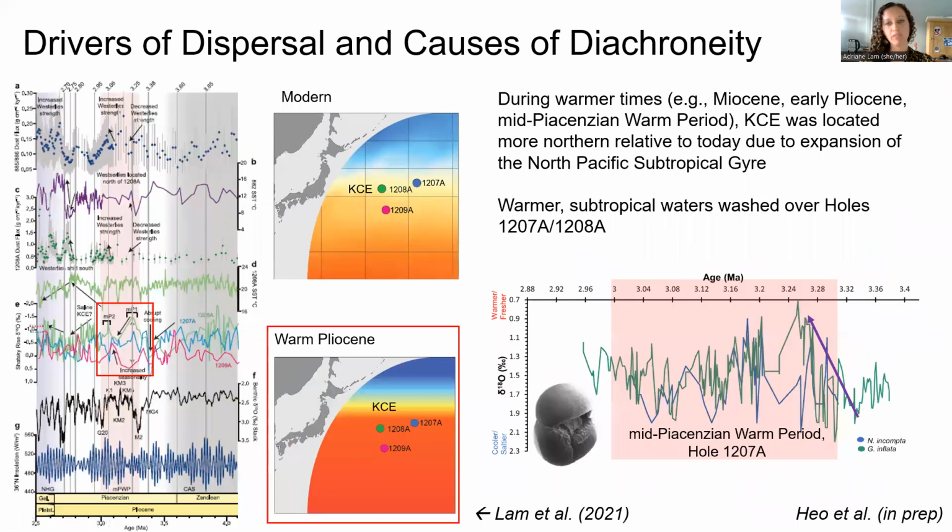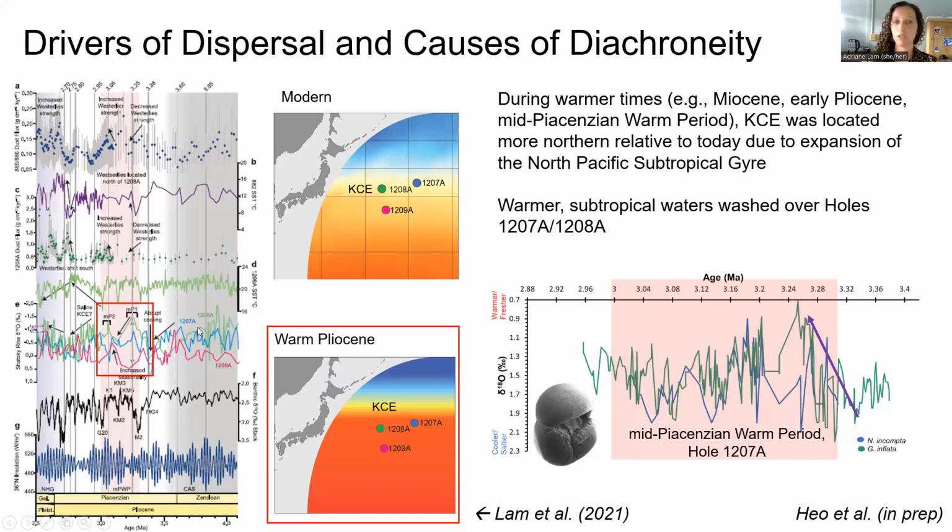On the left side of your screen, this is all a lot to digest, so let me step you through it for a minute. This is an out of control figure that I made for my 2021 paper, where we were reconstructing the Kuroshio Current extension from about 5 to 2.5 million years ago. We were going across the warm Pliocene and, importantly, the mid-Pliocene warm period. So here's the mid-Pliocene warm period.